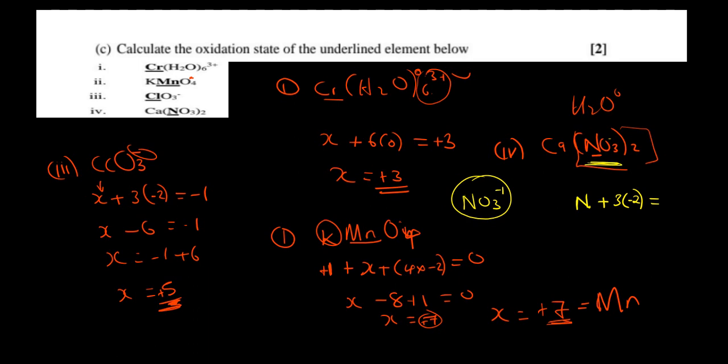All right, so hope it is clear. Then you say negative 1, like that. So you say nitrogen minus 6 is equal to negative 5. So that is negative 1. So N is equal to what? Negative 1 plus 6, which will give us positive 5, like that. All right, so that was the answer in short for question 4. All right, so that is it. Let's go.